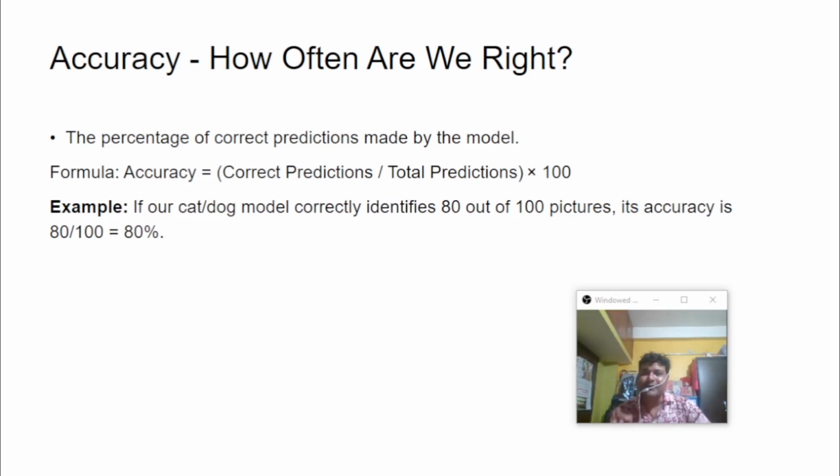How can accuracy be calculated? This is a very important formula for accuracy: correct predictions divided by total predictions into 100. For example, if our cat or dog model correctly identifies 80 out of 100 pictures, its accuracy is 80 by 100, meaning 80%.